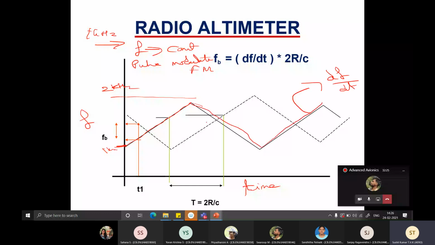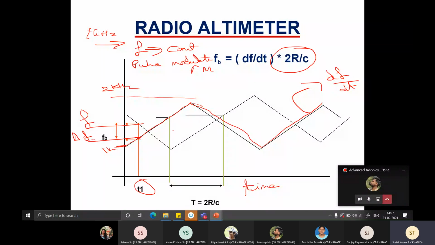Now what's going to happen is the received signal is going to come back after some time period. So if you look at a particular time instant, t1, there is going to be a difference in the frequency between the transmitted and received signals. This difference in frequency is going to indirectly tell you about the range of the target, or in this case, just the Earth's surface.